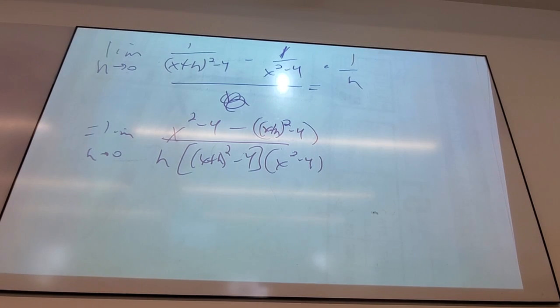Yes? Can't you just plug 0 in for h terms? Hell no. Can anyone tell me why not? What happens when I plug on the bottom?